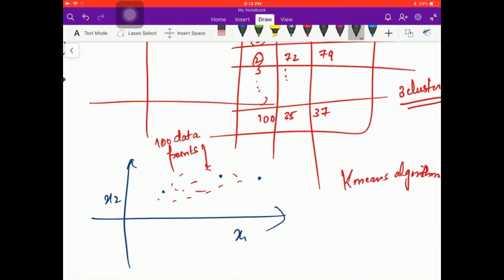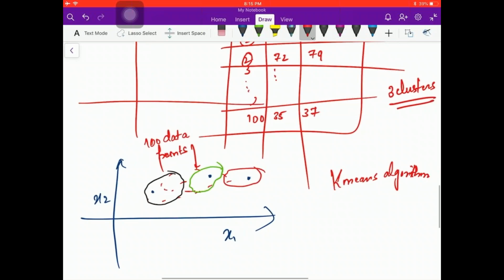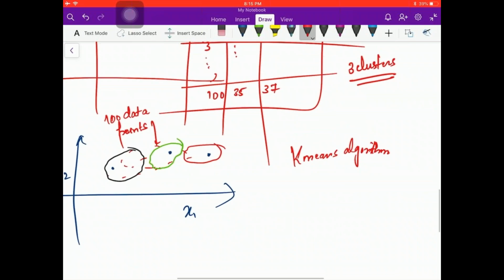We'll keep doing this until our points are not moving. Correct. So you kind of have a boundary like this, a boundary like this, and a boundary like this. So these are the 3 centers. Is this clear? Yes. Okay. Awesome.